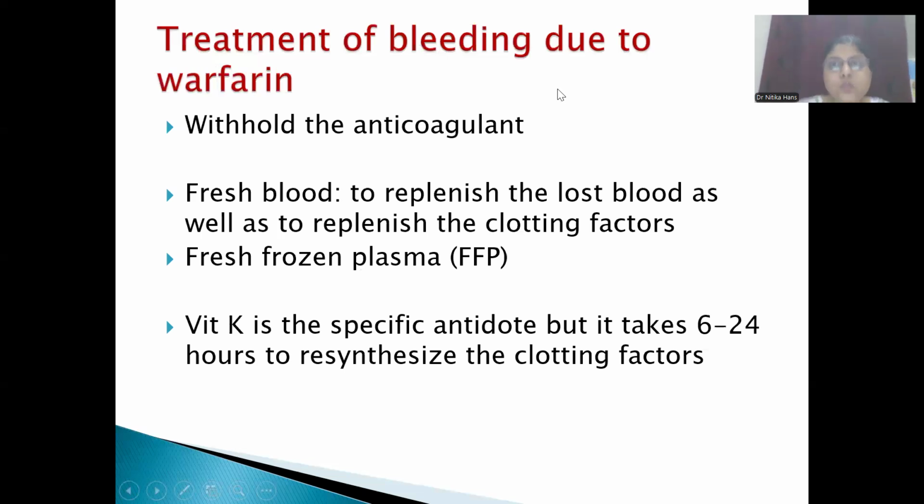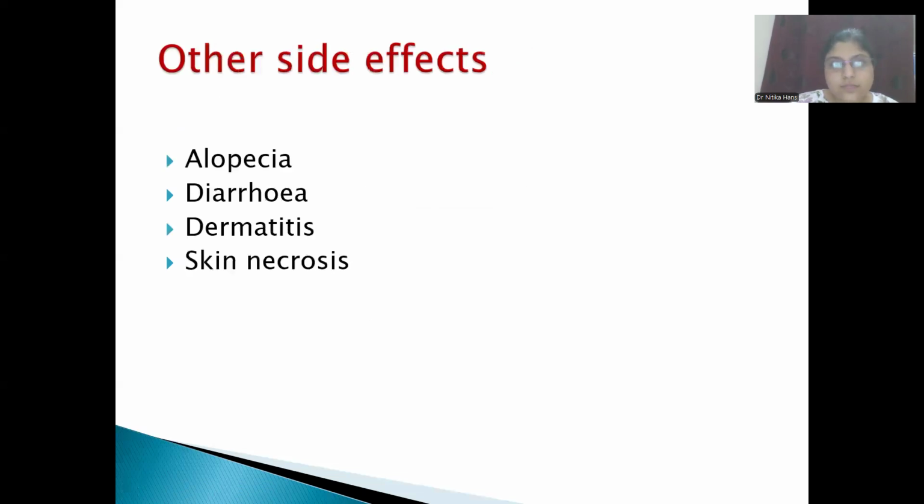Treatment of bleeding due to warfarin: we can give fresh frozen plasma or fresh blood to replenish the clotting factors, and we can give vitamin K, which acts as a specific antidote to warfarin anticoagulant, but it takes 6 to 24 hours to resynthesize the clotting factors.